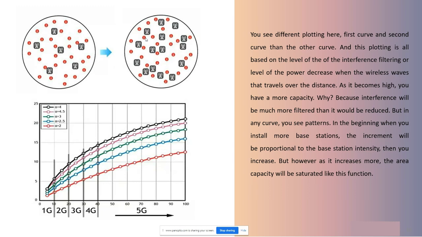But in any curve, you see patterns in the beginning. When you install more base stations, the increment will be proportional to the base station intensity. Then you increase, but however, as it increases more, the area capacity will be saturated like this function.